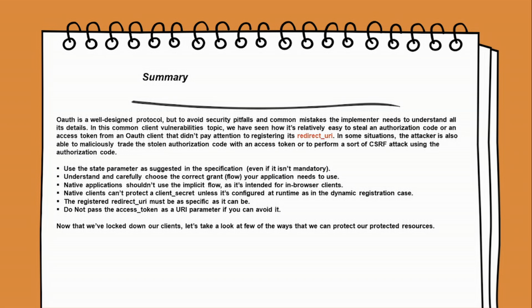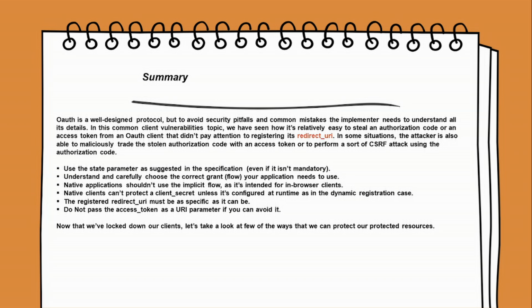Let's check the summary of what we have covered in this OAuth client vulnerability topic. OAuth is a well-designed protocol, but to avoid security pitfalls and common mistakes, the implementer needs to understand all its details. Maybe tools are doing it, but at least as an engineer, you need to understand. In these common client vulnerabilities, we have seen how relatively easy it is to steal an authorization code or a token from an OAuth client that did not pay attention to registering its redirect URI. That is the most important thing we understand in this complete 506 session.